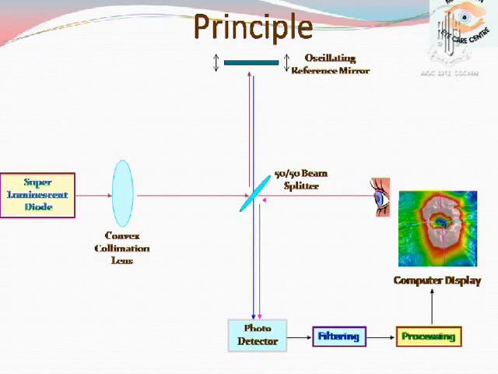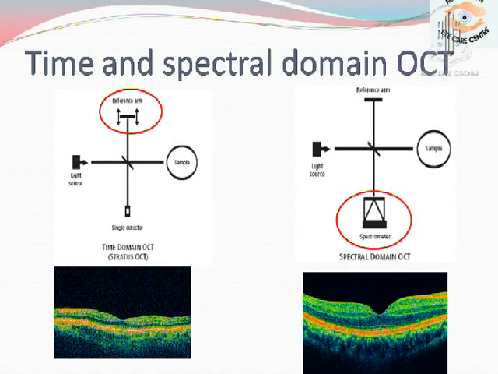The basic principle is that there is a low coherence beam which is split by a 50-50 beam splitter, and the reflected beam from the oscillating mirror and the eye is detected by a photodetector, filtered, processed, and a computer display is seen. There are two forms of OCTs, time domain and spectral domain. Spectral domain or the high definition OCTs have almost replaced the time domain OCT now.